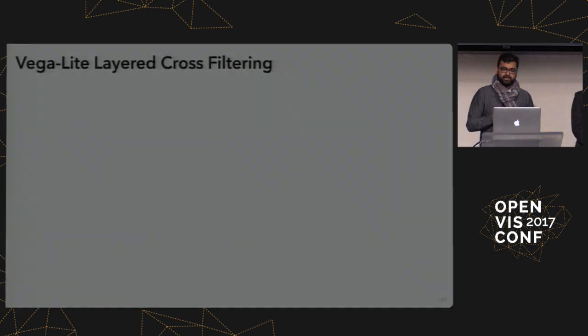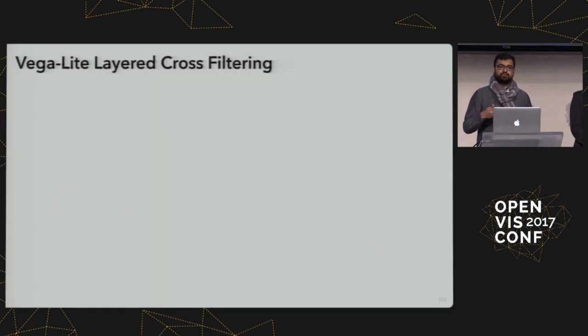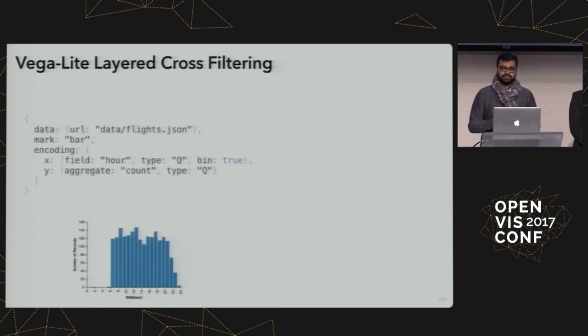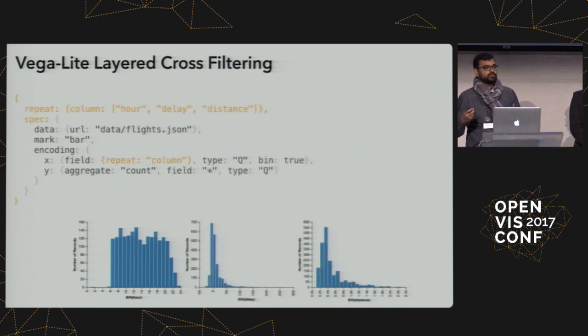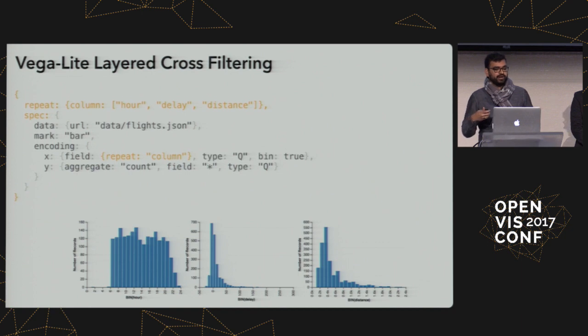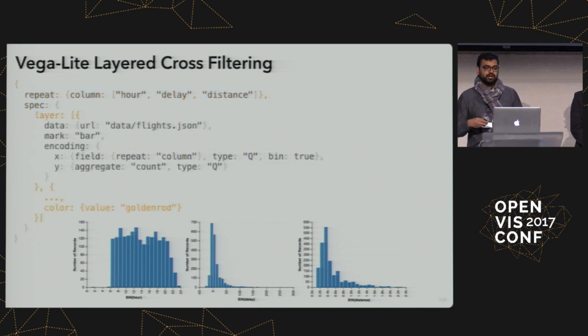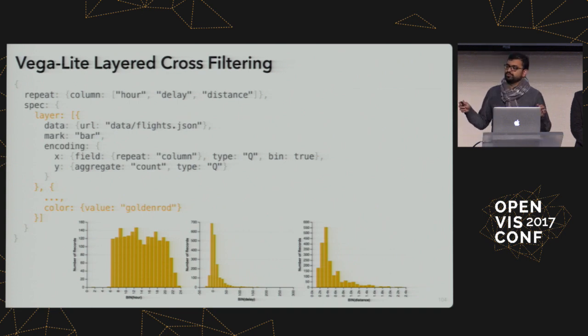And the final example with interaction that I wanted to walk through is how we might do a variant of cross-filtering. So we'd start with a histogram. This is flights data, and we've got the binned hour that the flights took off along the x-axis. And we can repeat this for other dimensions in my data set, so the delay and the distance of these flights. Now, we want to go for a layered interaction, and so we can add a second layer and color that layer in gold. And what our interaction technique is going to do is have these gold bars fill in the blue bars instead. So we've got our visual encoding set up.